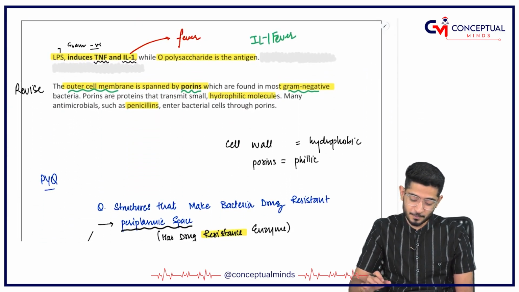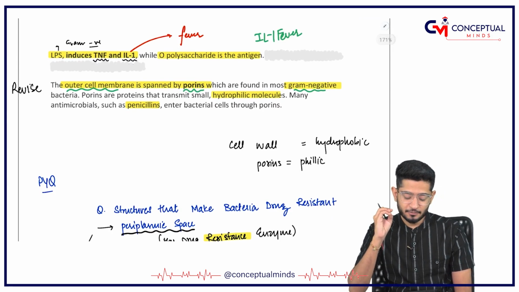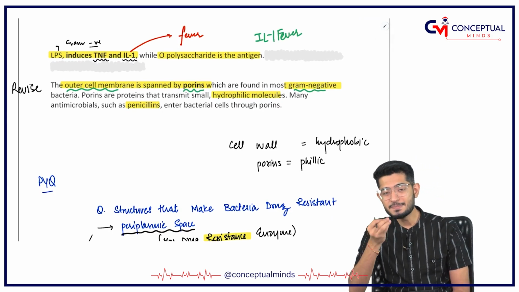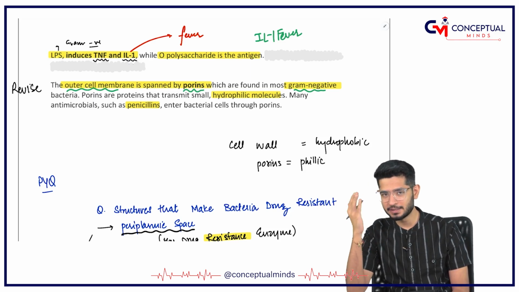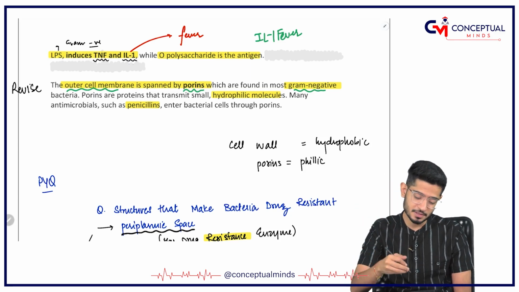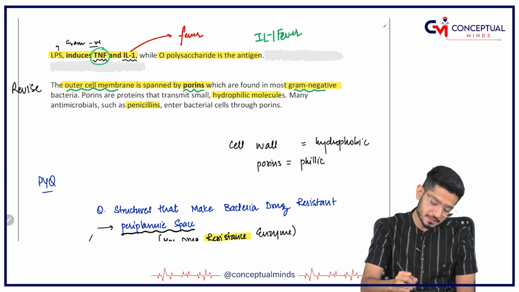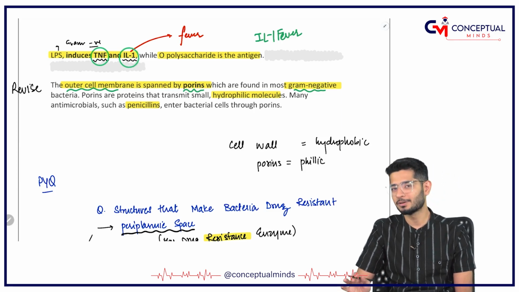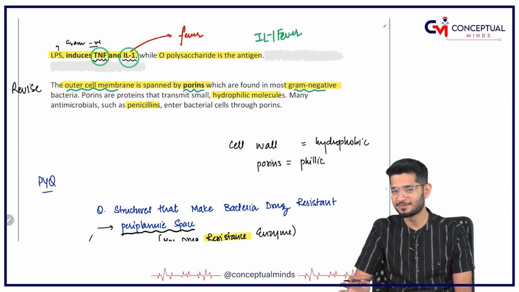Now let's quickly understand a very important thing, that LPS, lipopolysaccharide. What does it do? Lipopolysaccharide has got a lot of functions we'll discuss, but the very important function is that it induces TNF-alpha. It releases interleukin 1. Now, what are these molecules and what is the significance?